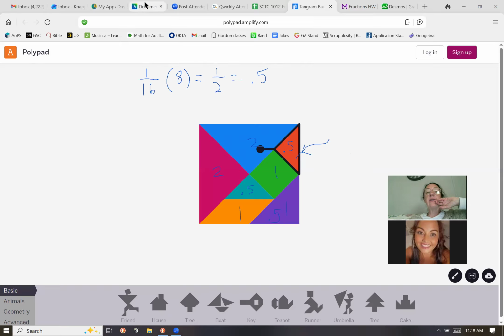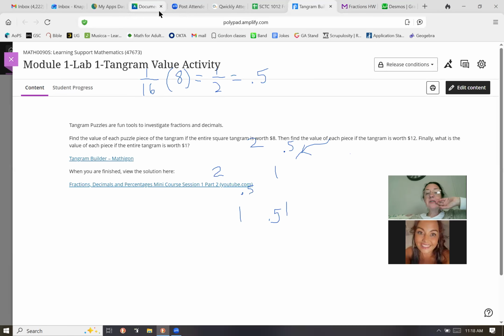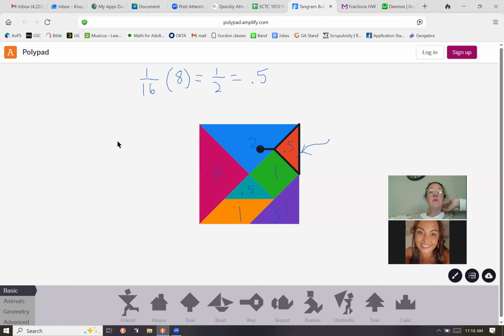Or if you look at the other parts of the assignment, what if the whole thing is worth $12? Again, you could have taken a 16th of 12 to figure the cost for the little triangle. That simplifies to 3/4, which is 0.75. So this is going to give you 75 cents for each little triangle, and then you figure out all the other ones from there.